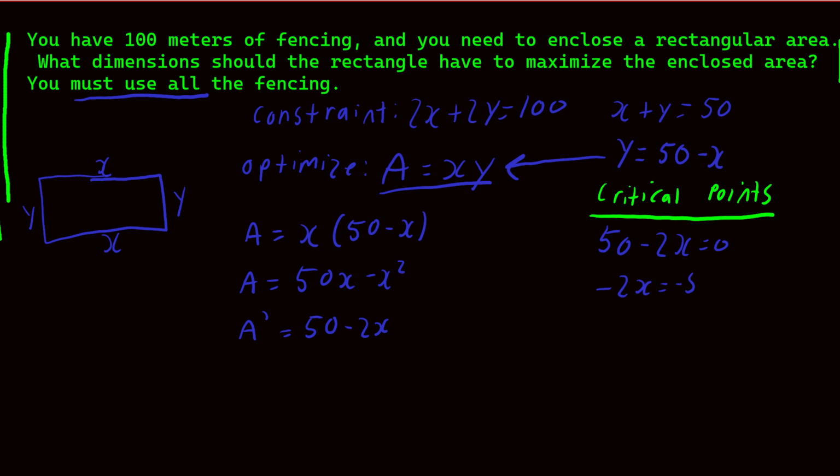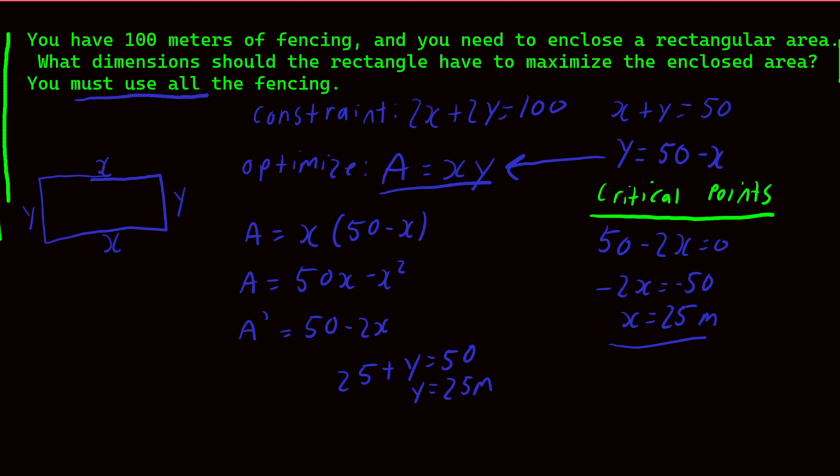2x equals 50. X equals 25. Since this is the only critical point, like we know, it's a maximum. So our x value, our x length, is 25 meters. Make sure you write meters. Now I can just put this back into our x plus y. So 25 plus y equals 50. Y equals 25. And we have our dimensions.